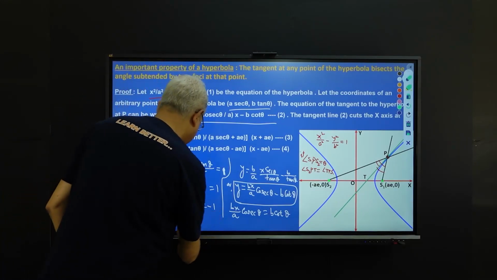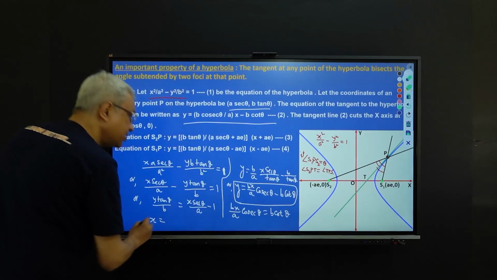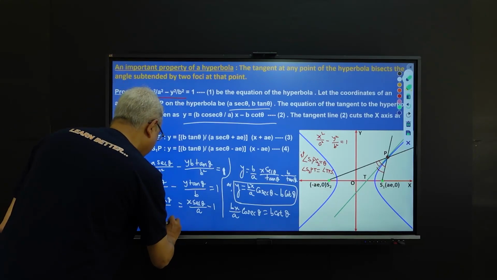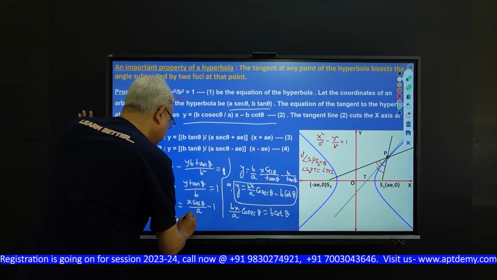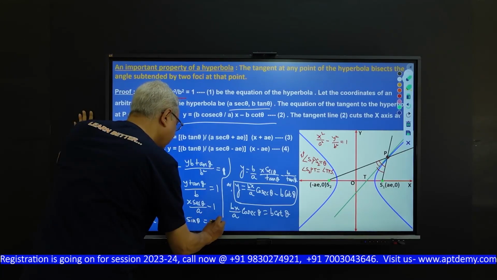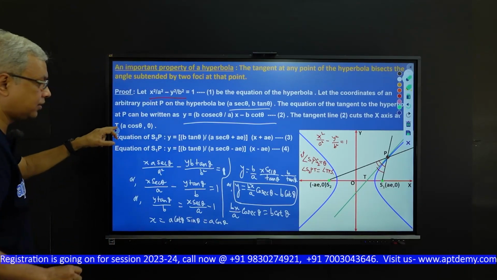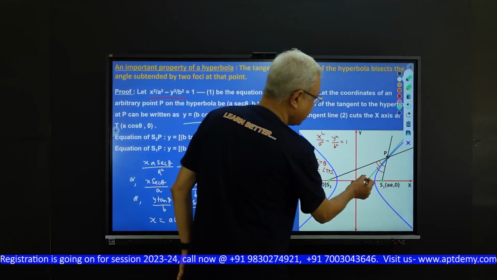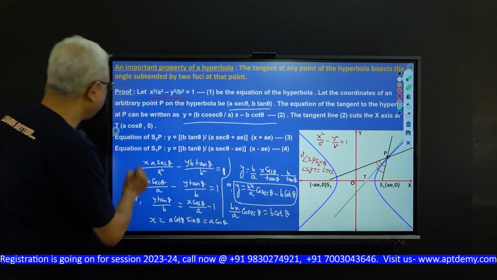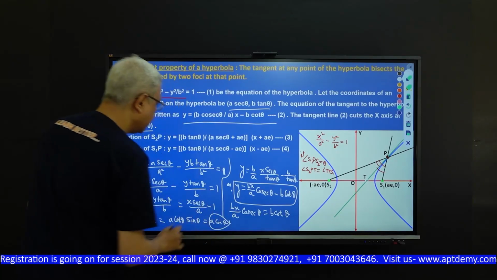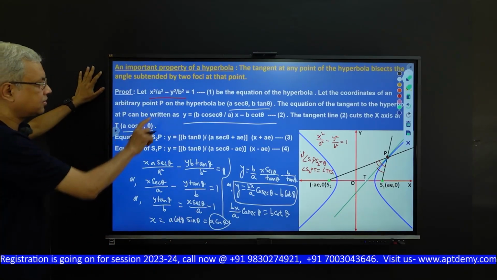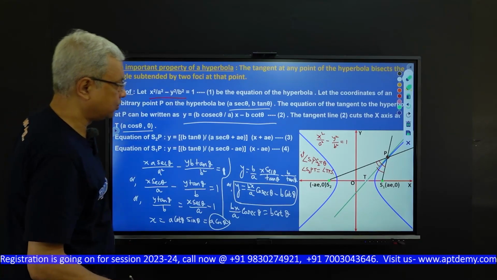So x is how much? x is a cot theta by cosec theta, that means cot theta into sin theta. So it is a cos theta. And therefore, the coordinate of this point T is actually (a cos theta, 0). So up to this there is no confusion. The coordinate of T is (a cos theta, 0).